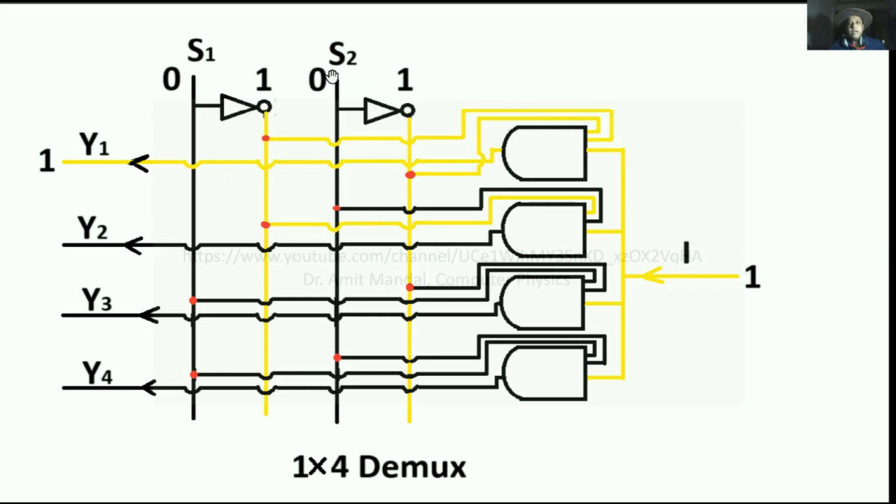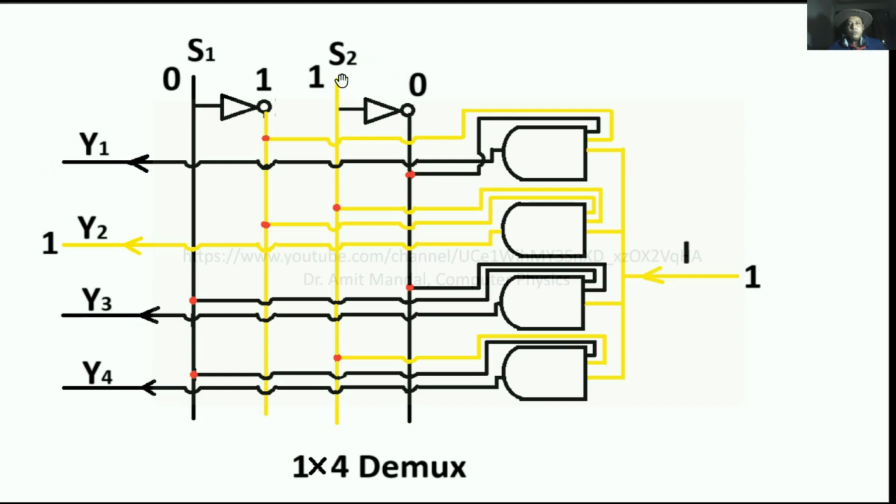In case I change S2 to 1, what is happening? S2 is 1, then S2 naught will be 0. In that case, this first AND gate will be inhibited, as well as the third and fourth also. Only this second AND gate, from the top, is connected to S2, S1 naught, and the third one is this I. So you can see the data is reaching from I to Y2. So I hope by this small lecture you have understood what a demultiplexer is and how it works. Thank you.